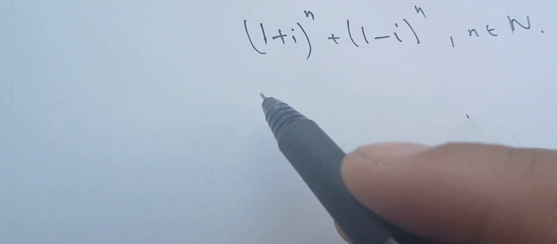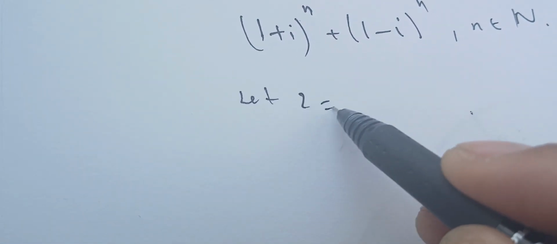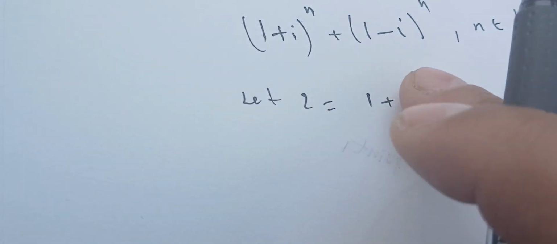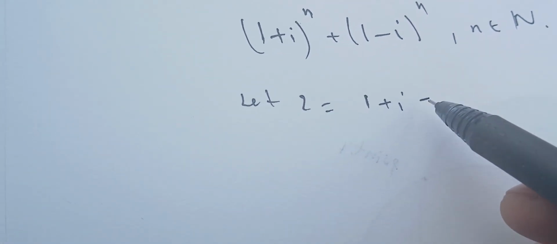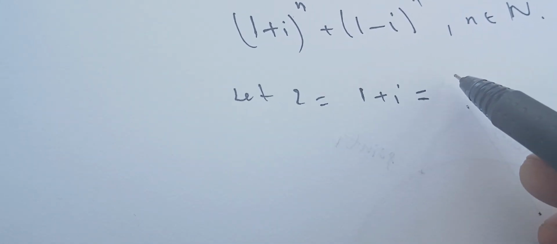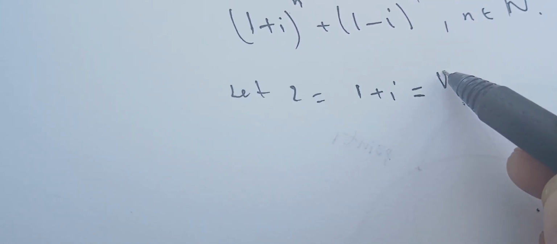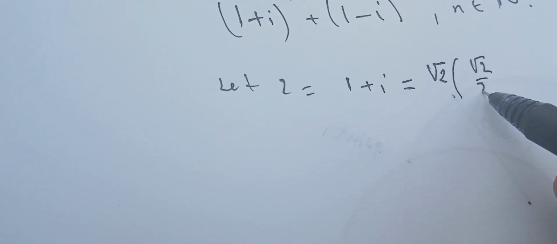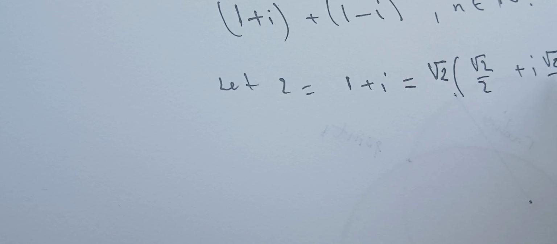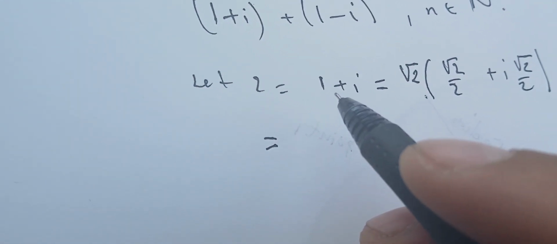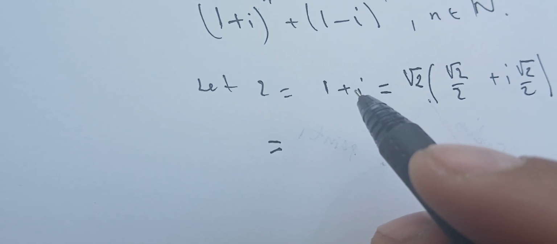Okay, so first let z1 equal 1 plus i. First write this one in an exponential form. To do that, we just know that we can write this one as the square root of 2 times (square root of 2 over 2 plus i square root of 2 over 2). This is a technique that one needs to learn along the way.